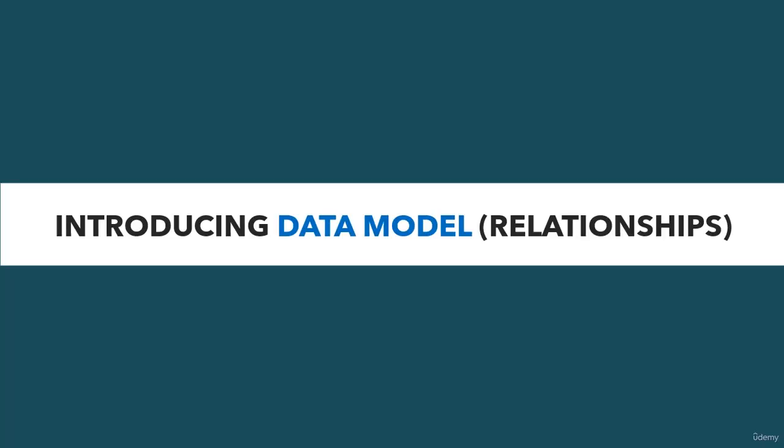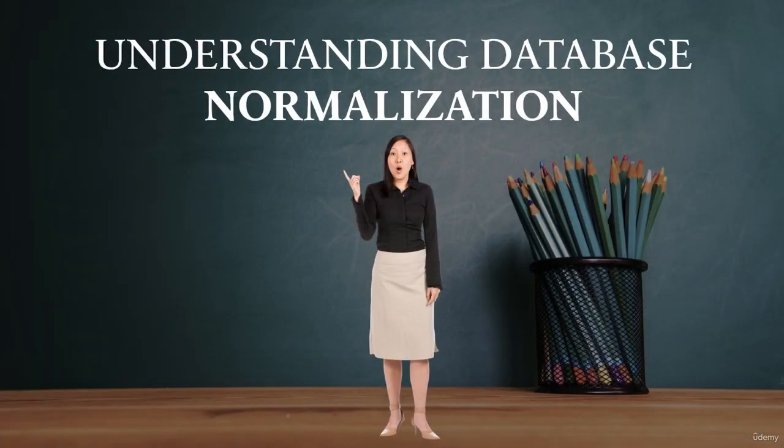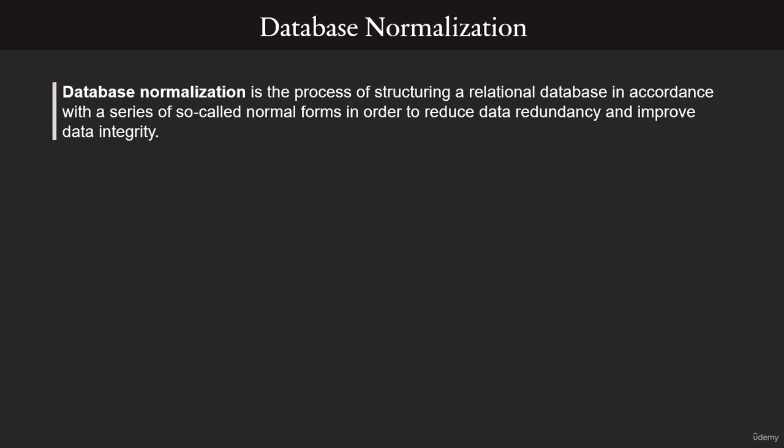Let me introduce you to data modeling, which is creating relationships in Power Pivot. Before we do that, we have to understand what data normalization is. Data normalization is the process of structuring a relational database in accordance with a series of so-called normal forms in order to reduce data redundancy and improve data integrity.